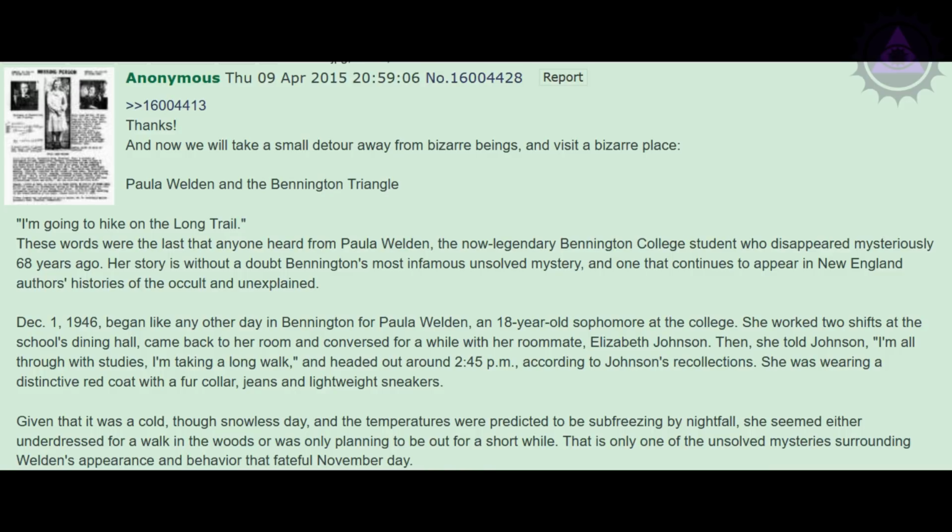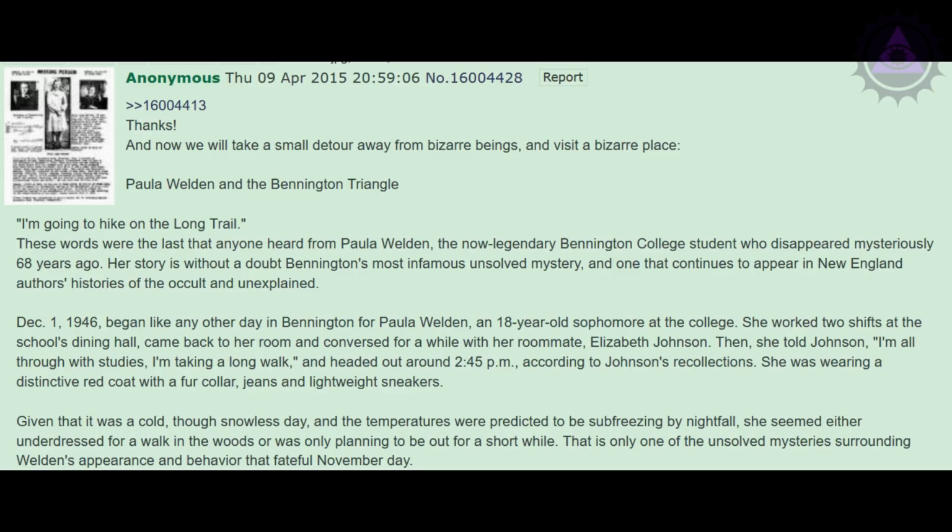Paula Welden and the Bennington Triangle. "I'm going to hike on the long trail." These words were the last that anyone heard from Paula Welden, the now legendary Bennington College student who disappeared mysteriously 68 years ago. Her story is without a doubt Bennington's most infamous unsolved mystery, and one that continues to appear in New England authors' histories of the occult and unexplained.